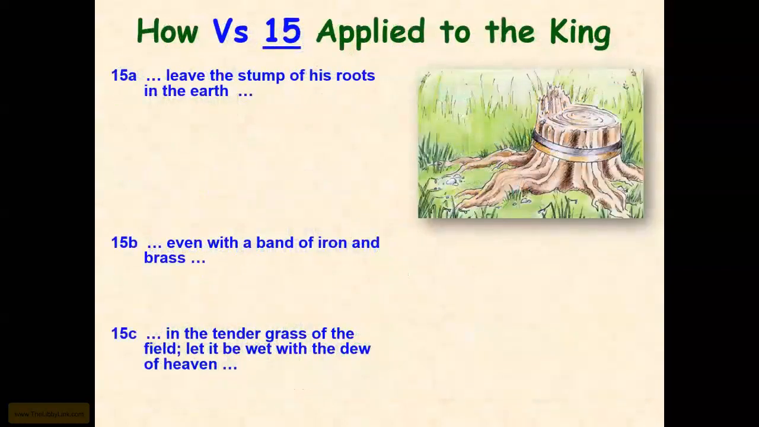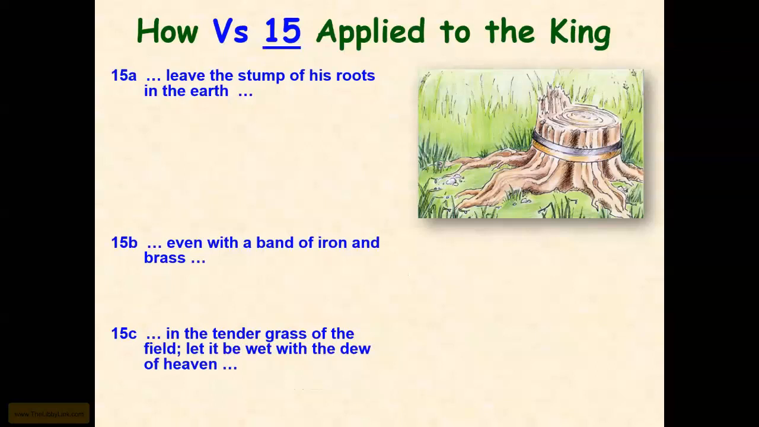Leave the stump of his roots in the earth. Nebuchadnezzar and his kingdom are not completely dead. In time, a new shoot will spring forth, giving life again to the kingdom. Though the king falls, vitality remains in the root of the kingdom of Babylon. The king would be restored to his reason and power.